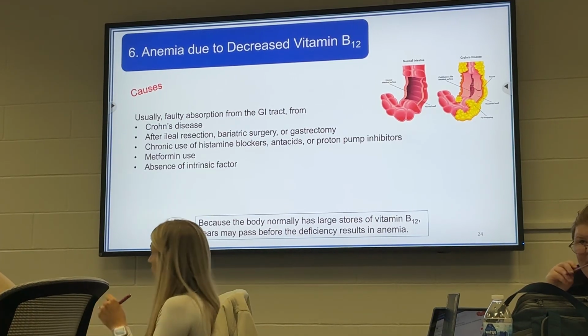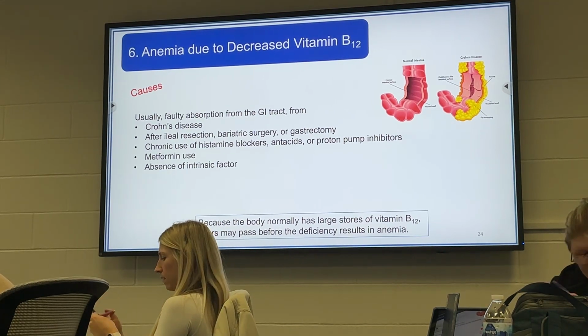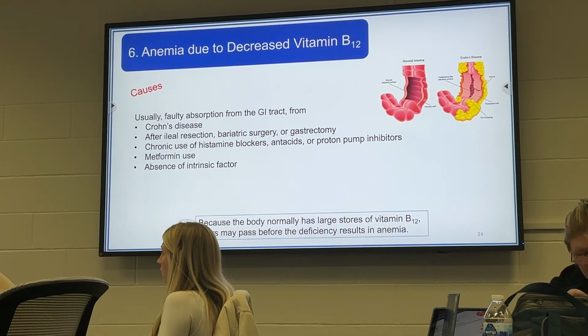Because your B12 gets absorbed in your GI tract. Normally, unless you had one of these conditions, you don't have trouble with low B12, just by the way things are designed. But following any of those kinds of surgeries, you may experience low B12.